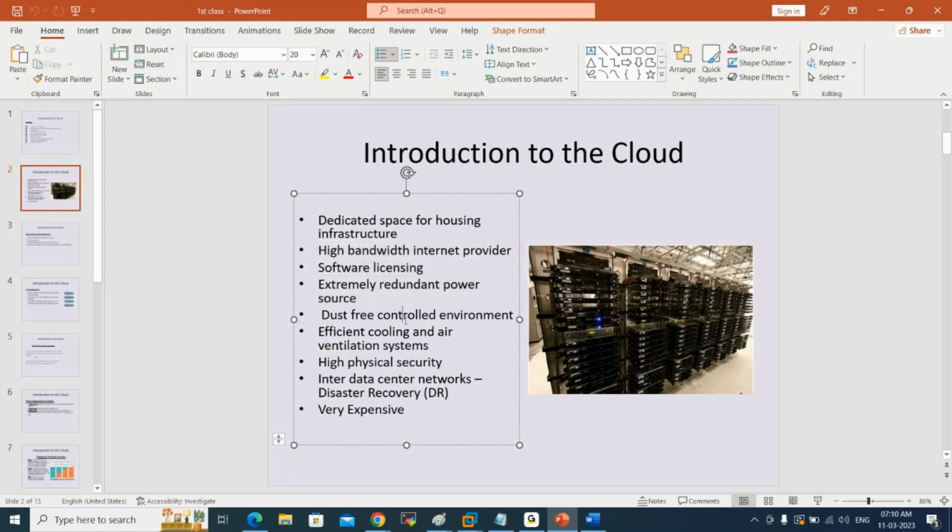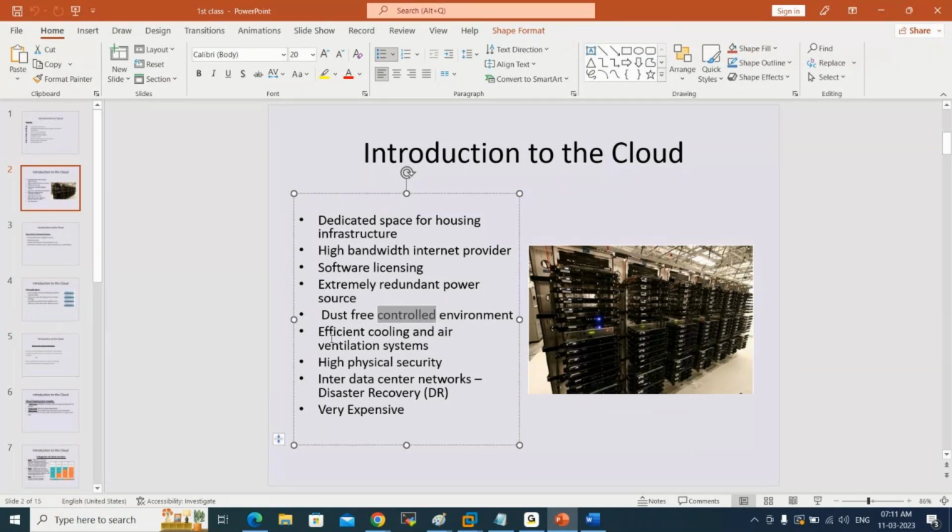Dust free controlled environment. Why I'm discussing all these points, I'll come to the conclusion anyway. Dust free environment, because within the data centers, if the environment is not clean, for example, if CPU fans run 24 by 7, they accumulate dust from the atmosphere and then it won't restart when you do it. They'll have to manually go and open the box and clean it, then it will start. That's why within the data center it is absolutely dust free.